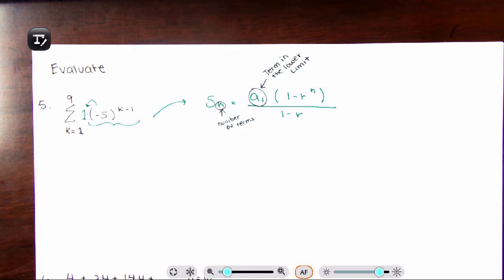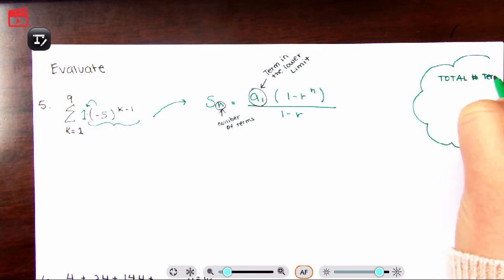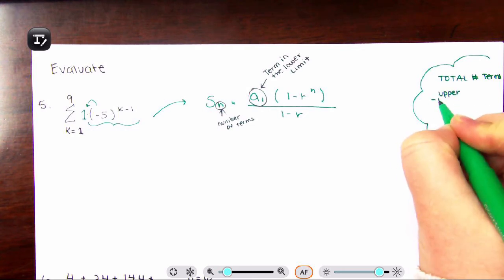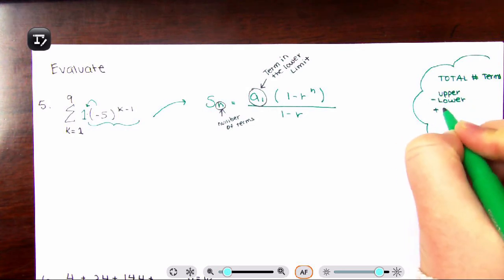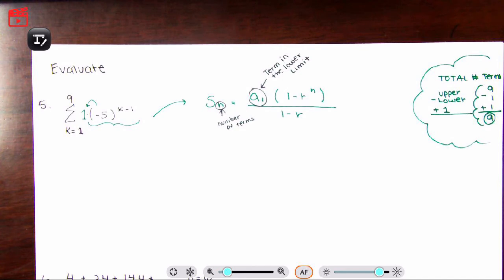All right, let's go ahead and do that. Total number of terms is found here. You take your upper limit minus your lower, and you're going to add 1 to that, and that is equal to your total number of terms. In this case, we have your upper, which is 9, minus your lower, which is 1, plus 1. We still get 9. That doesn't always happen. If your lower limit is different, that doesn't always happen. Be careful.